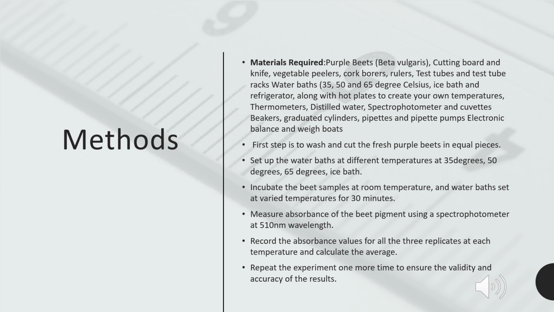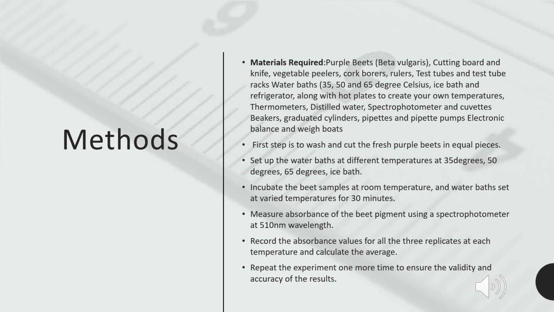Once our beet has been incubated, it's time to measure the absorbance of the beet pigment using a spectrophotometer at a wavelength of 510 nanometers. This will give us an idea of how much pigment has leaked out of the cell, indicating membrane permeability. We'll record these values and calculate the average for each temperature. And at the end, to ensure the reliability of our result, we'll repeat the experiment one more time. This way we can confirm that our findings are consistent and accurate.